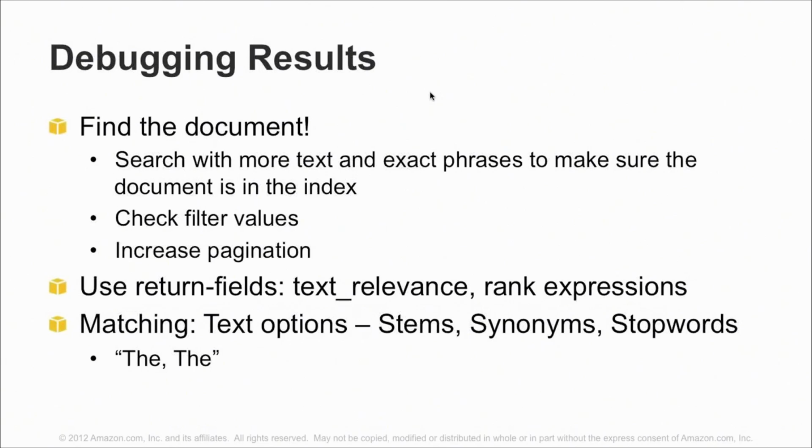And again, matching is very, very critical. Look at the text options: stemming, stop words, and synonyms. My favorite example here is "The," which is the name of a band, and gives search engines quite a bit of problems. Here you have to make sure that you have some synonyms or something that's going to bring this actual band into the search results themselves in order to be able to rank them.